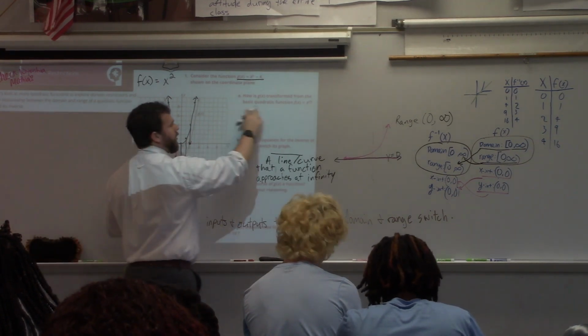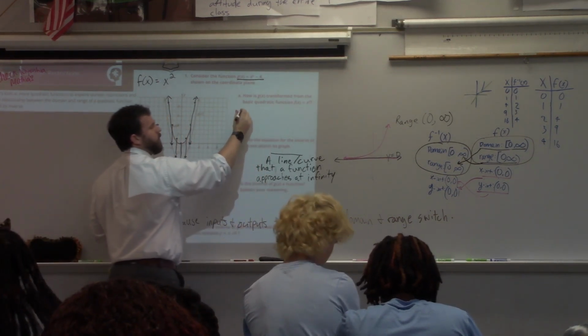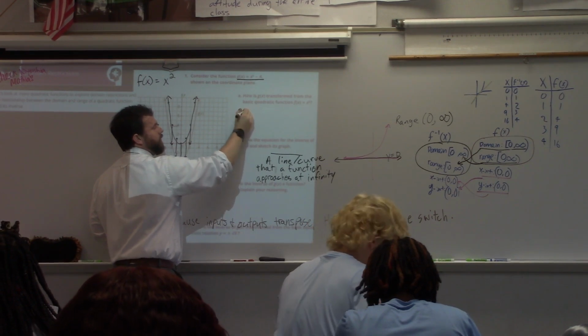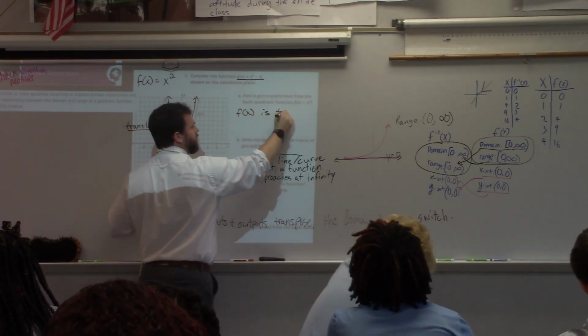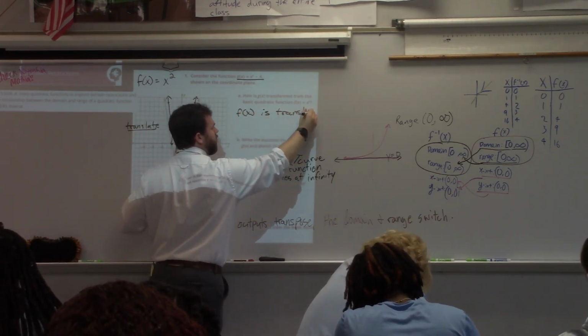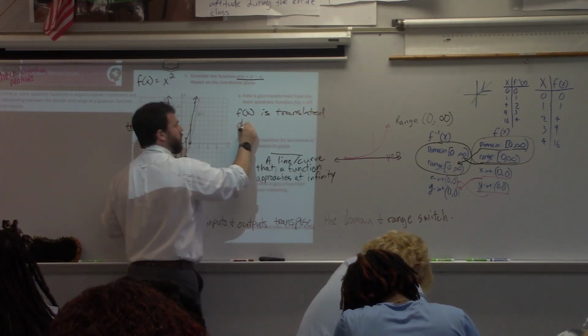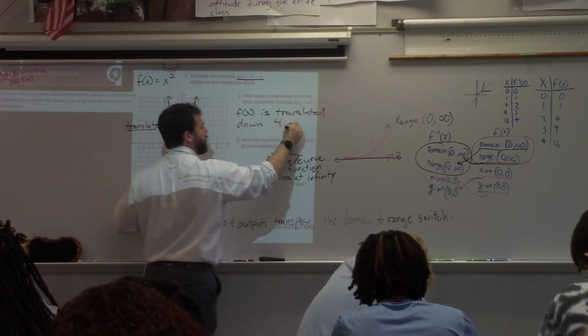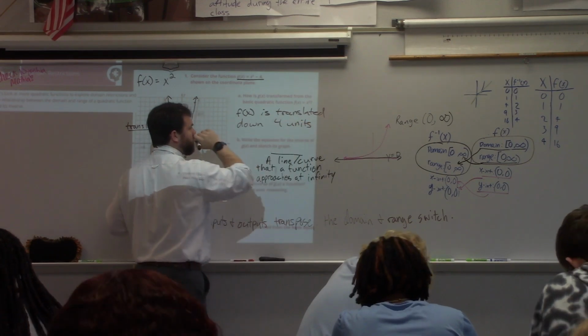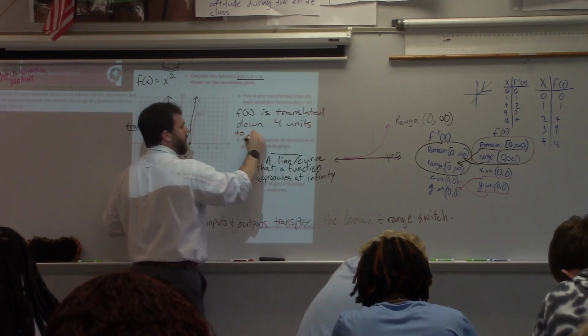Oh, I didn't mean to already answer A, but how is g of x transformed? F of x is translated, how far? Down 4 units to get g of x.